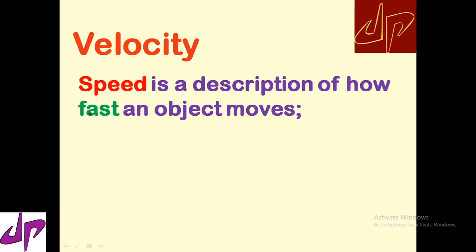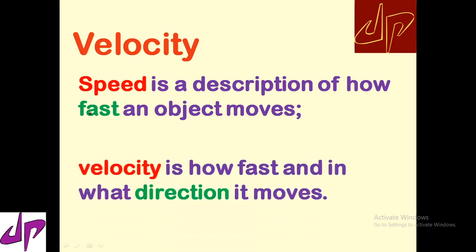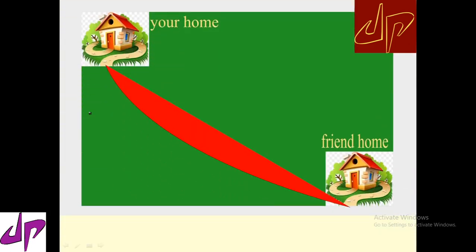Now comes another concept, velocity. Speed, as we just discussed, defines how fast an object moves. But velocity defines how fast an object moves in a given direction. So here the direction is important.